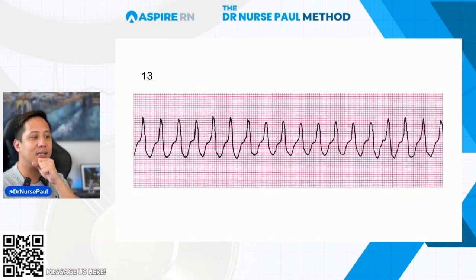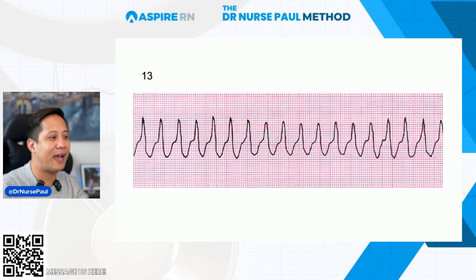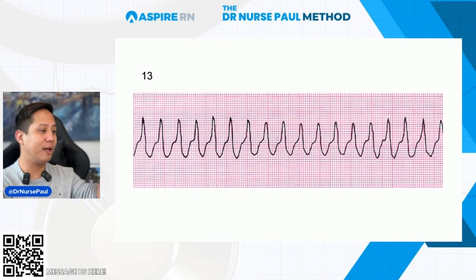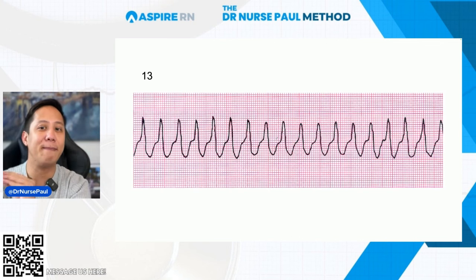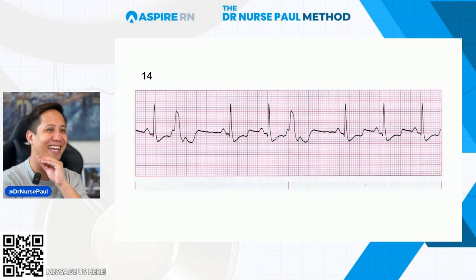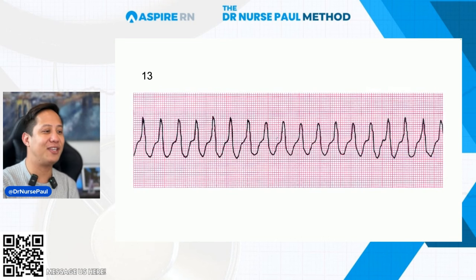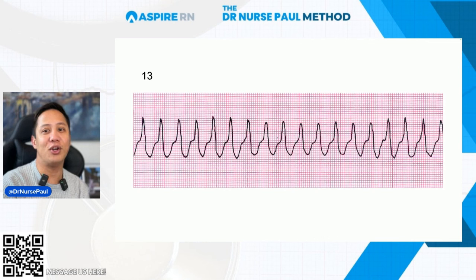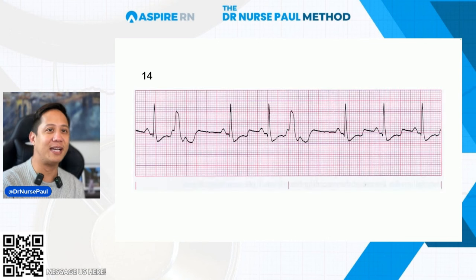Number 13, this is easy. VTAC. Everybody who said VTAC gets half a point. I'm going to give you partial score, 0.5. Everybody who said monomorphic VTAC gets one full point. We have partial scoring now. So it should be monomorphic VTAC. Half a point for those who said VTAC only because it's not complete. You have to be careful. Monomorphic VTAC is not polymorphic VTAC.